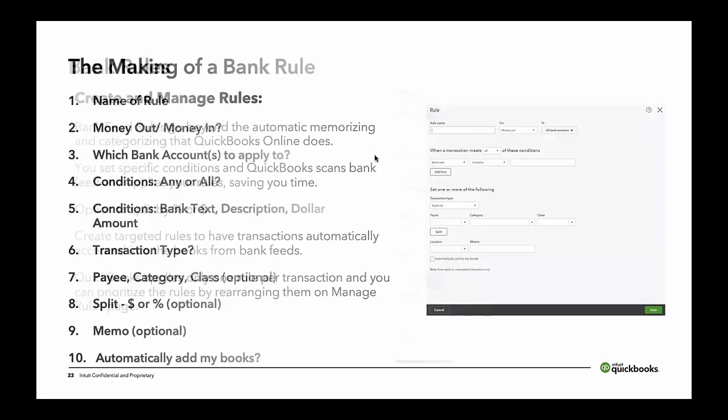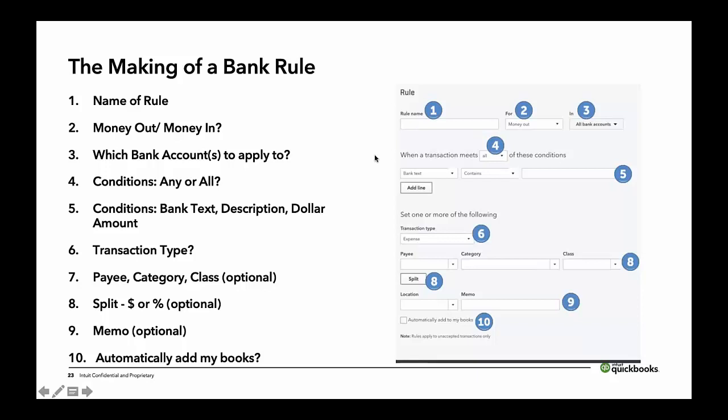So here's the anatomy of a rule, and then I'll open up a couple to give you some examples. I give the rule a name. For number 2, I decide, is this a rule for money in or money out transactions? And then which bank accounts will this rule apply to, right? Because I could have transactions get treated a different way when they come through certain accounts. I was working with an accountant recently whose client does heavy class tracking, but they track certain bank accounts into different classes. And so they set up a bunch of rules for just that one account to go to the class that they wanted, for example.